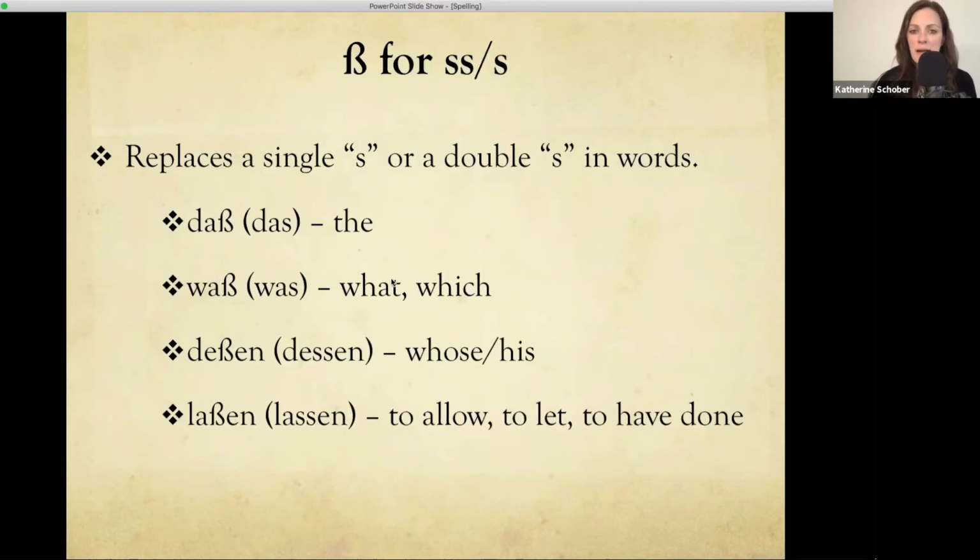Lassen, remember how we talked about taufen lassen, to have baptized? So the word lassen means to allow, to let, or to have done. A lot of times in genealogy, we are using the phrase taufen lassen, meaning to have baptized. And that word lassen today is spelled with a double S. In the past, you might see it with an S set.